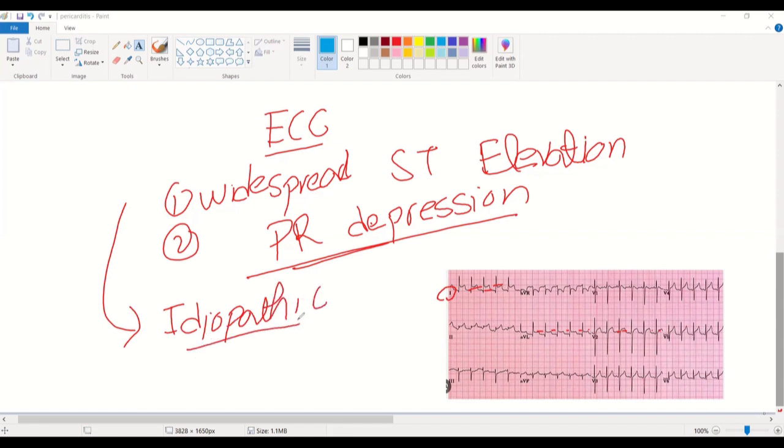Acute pericarditis is also associated with an increased risk in some autoimmune disorders like SLE and rheumatoid arthritis. Sometimes they give you a long clinical vignette on SLE and rheumatoid arthritis, and you have to identify the cause of this pericarditis, and this is autoimmune. Okay, how will you treat acute pericarditis?